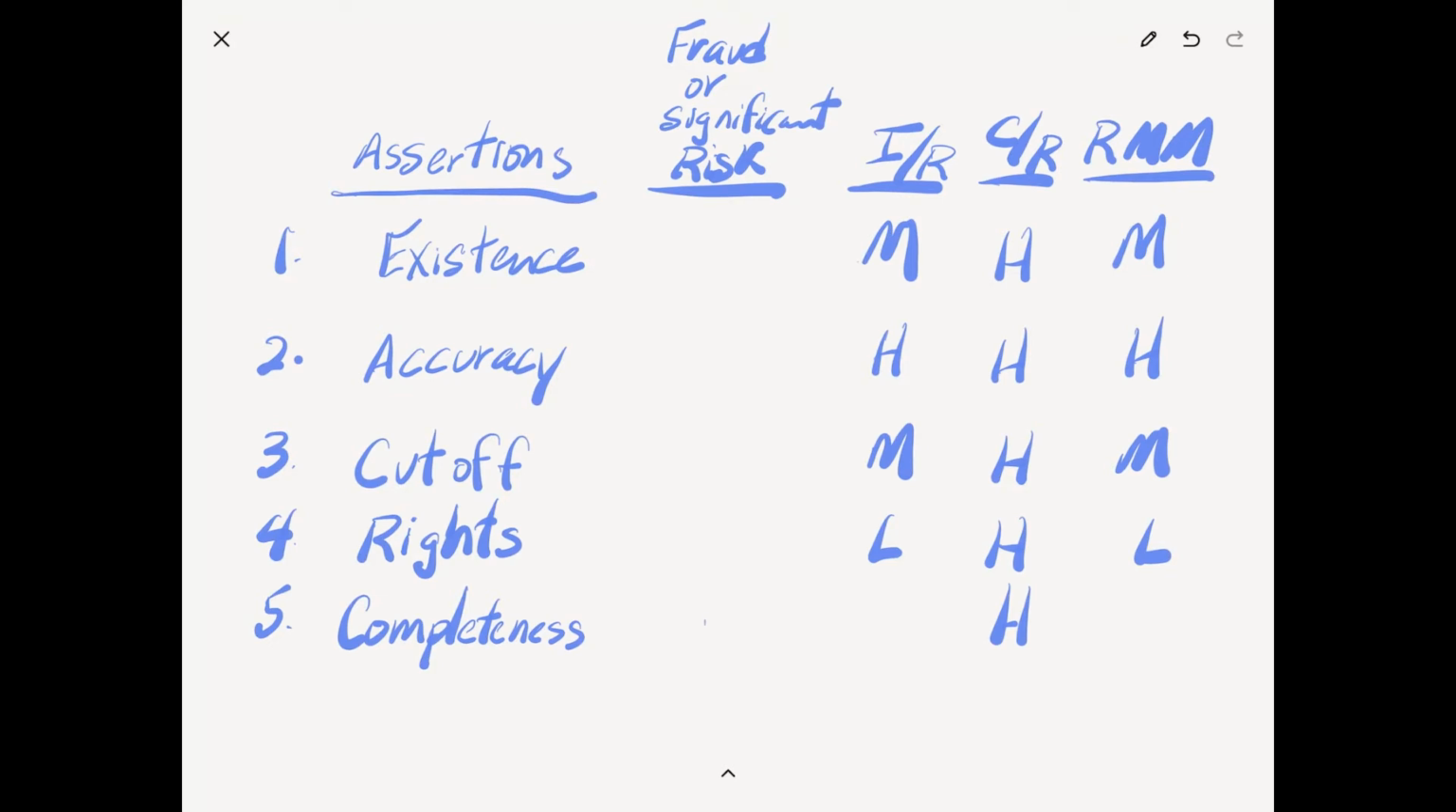Because of that, we have a fraud risk, and then we have a very high inherent risk. Now, a fraud risk or significant risk by definition is an extremely high inherent risk. So anytime you have a fraud risk or a significant risk, your inherent risk should always be high. So we've got that here. And then our risk of material misstatement is high.